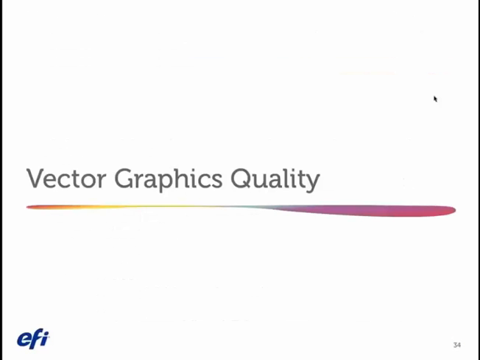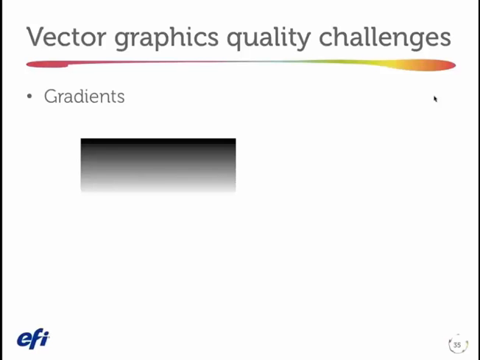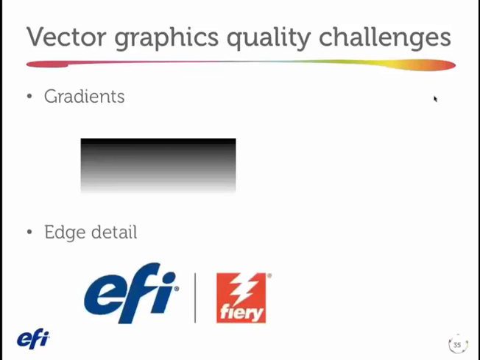Okay, let's talk for a few minutes about vector graphics quality. There's really two challenges with vectors. Gradients. You might have expected a gradient to look one way and it looks another when you print it. And edge detail. I have this vector. Lou told me on that webinar that it was infinitely scalable, but when I print it, it looks all jagged like this. It looks totally pixelated.